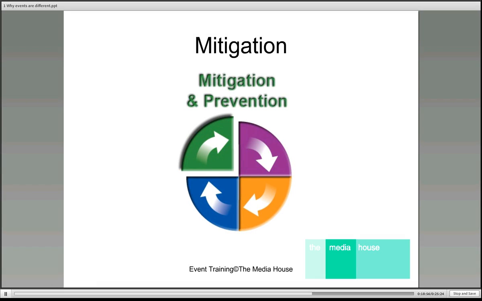I want to talk to you about something called mitigation. Now, mitigation. To mitigate often means to minimize, to prevent. So we mitigate or minimize risks from happening. Now, that's all well and good. You may be thinking, what's the relevance for this particular program on negotiation? Well, we will be looking at this in more detail.